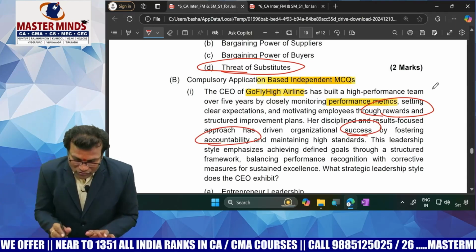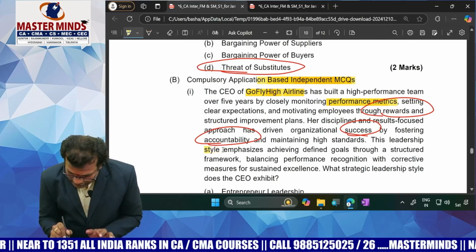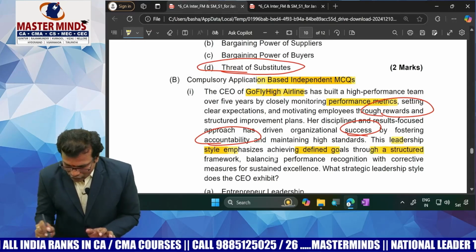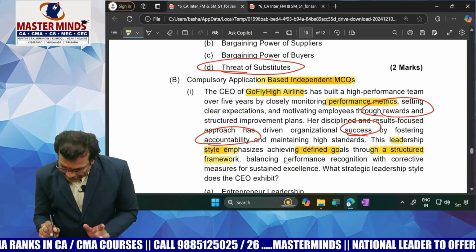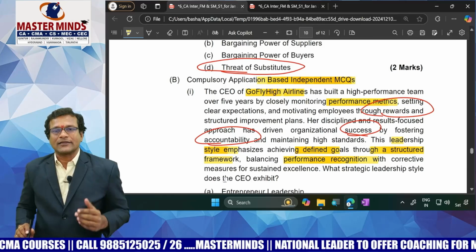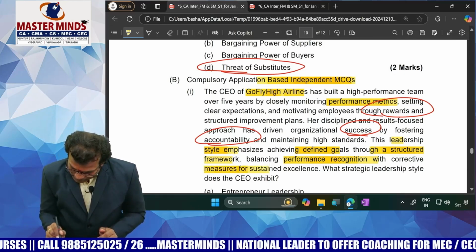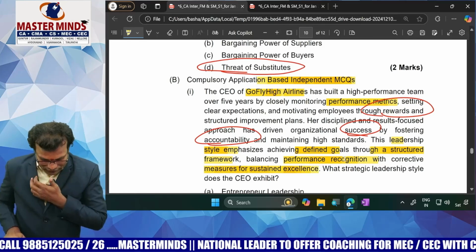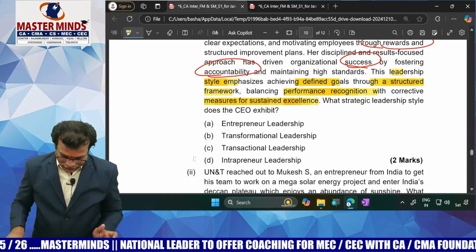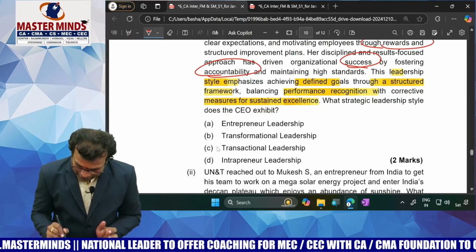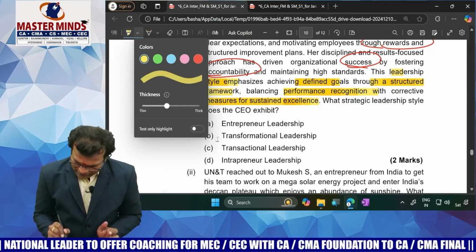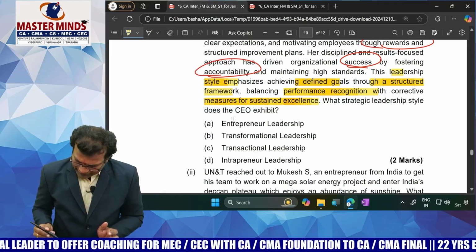Now, look at this leadership style. Now the question starts. This leadership style emphasizes how to achieve our goals through a disciplined or structured framework, trying to balance performance and recognition. If you are not achieving your predefined targets, then you have to take some corrective measures. So which leadership style does the CEO of this organization exhibit? It's a clear case of transactional leadership style. It's fair enough. It's an easy question by any standards.